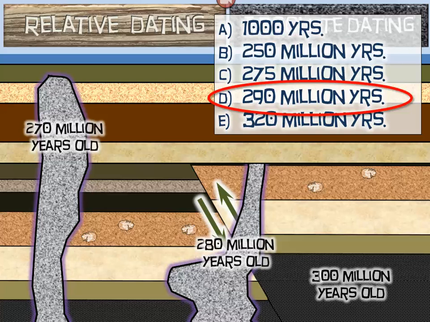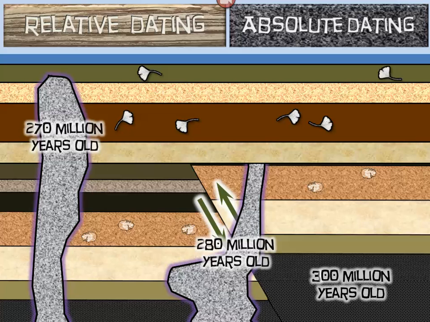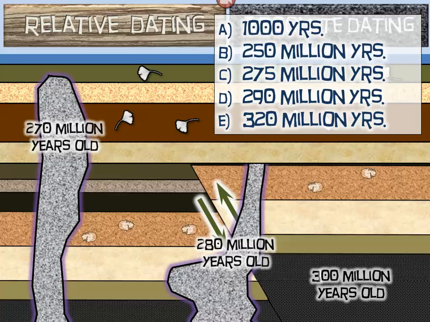All right, let's try another one. Let's imagine you find some fossils of these ginkgo leaves. You find some fossils of these leaves in these layers up here. So what does that tell you about how old those layers and those fossils are? I'll give you the same choices. Go ahead and pause. Again, you may need to write down the order of events here and see if you can figure out what happened and when.